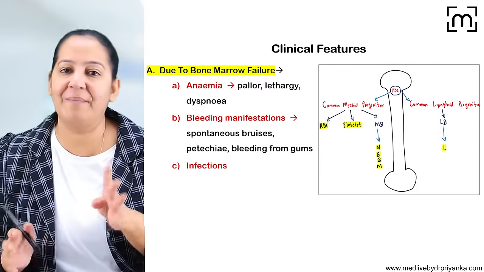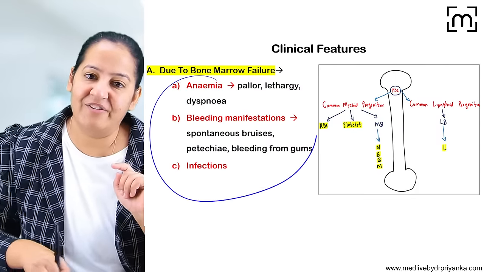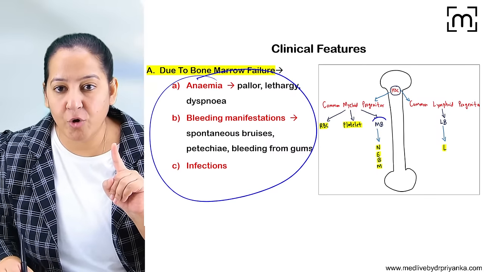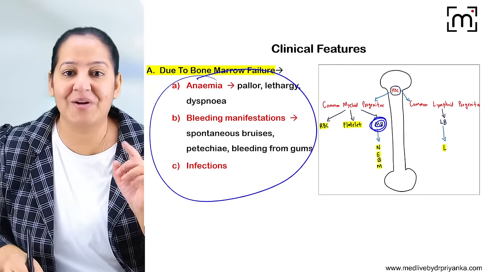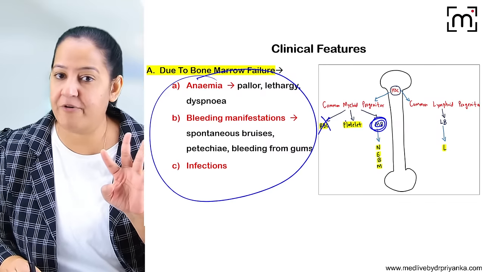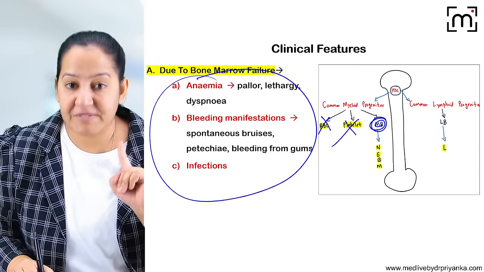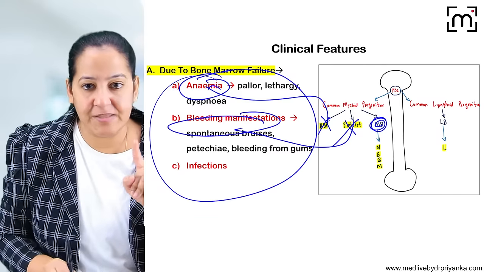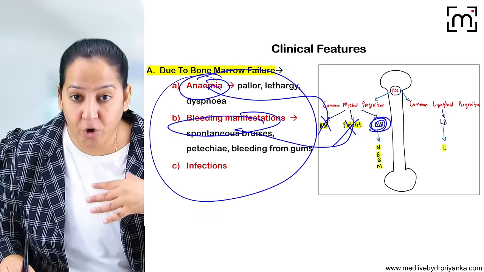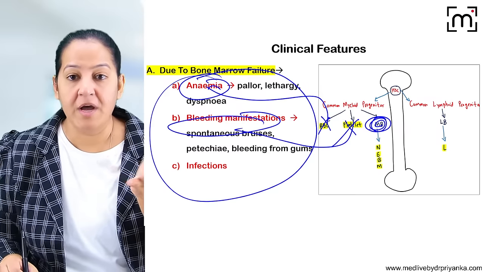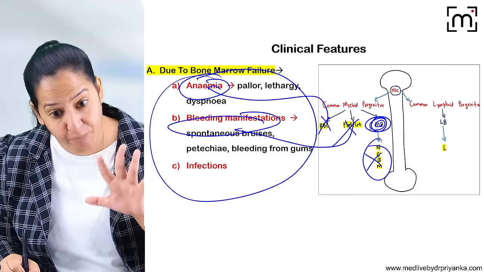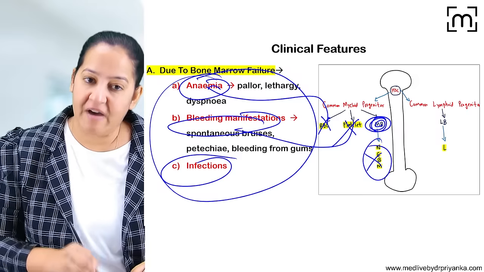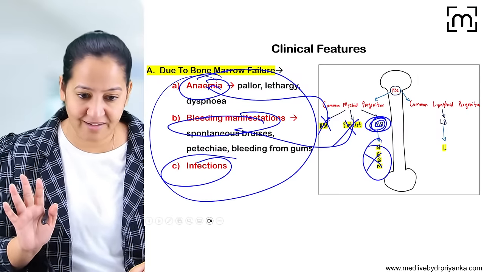Of course, in all four leukemias, these three clinical features are common. Now here, the myeloblast is doing uncontrolled mitosis. So it replaces RBC. RBCs are not formed. It replaces platelets. Platelets are not formed. So since RBCs are not formed, patient has anemia. Since platelets are not formed, patient has bleeding disorders or thrombocytopenia. And since only myeloblasts are coming in the blood, the mature forms are not coming. That's why patients have a high propensity of infection also. So these are the clinical features.